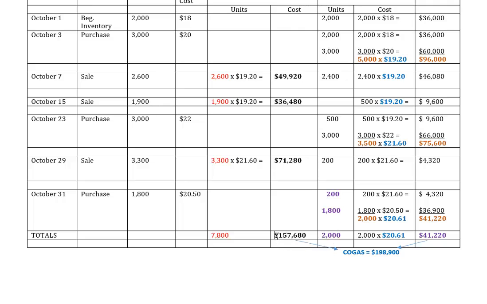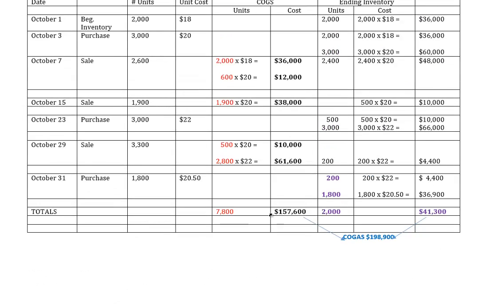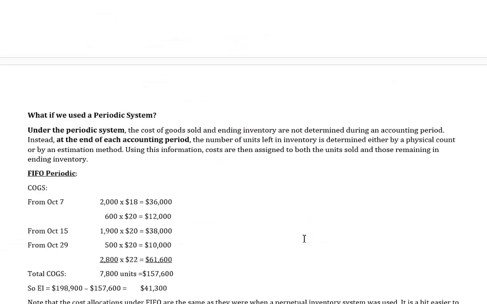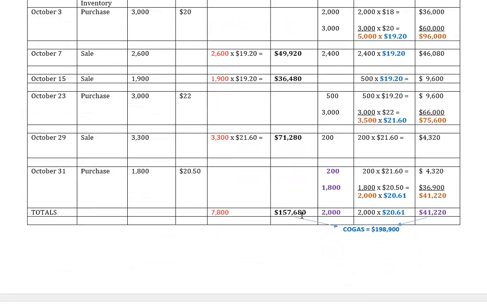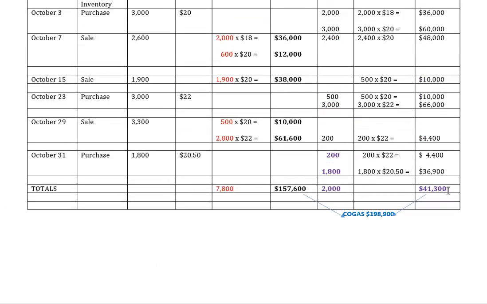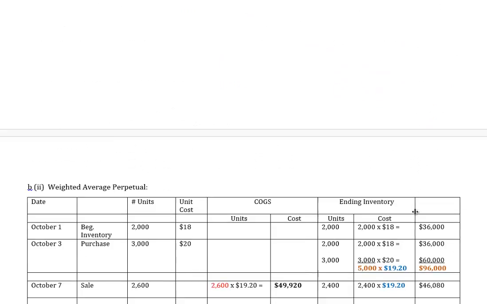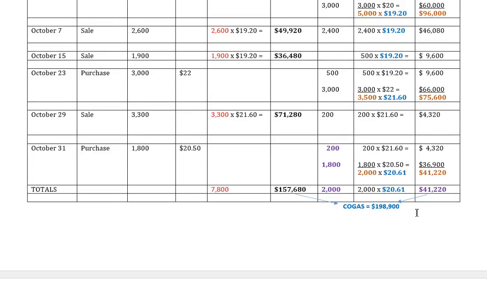But notice here, when we did FIFO, we had 157.6, right, under FIFO perpetual. But now we got 157,680. It's slightly different. Here we had 2,000 units at 20.61 at 41,220. If you remember, under the FIFO system, we had that at 41,300. So weighted average and FIFO will produce different results for you.